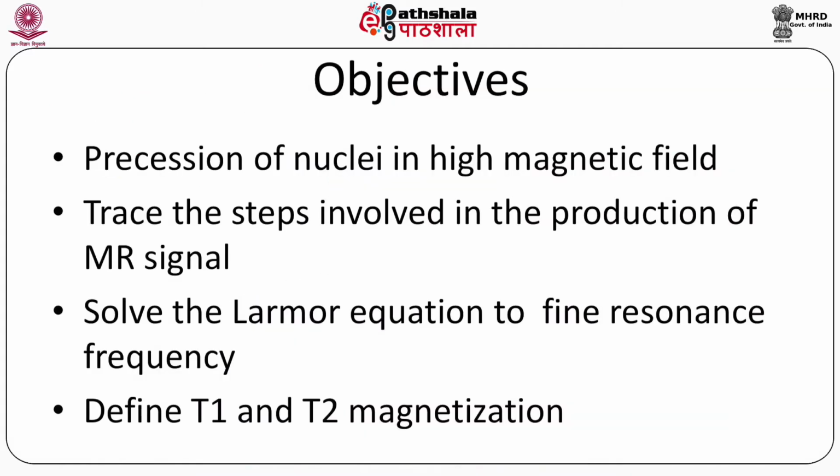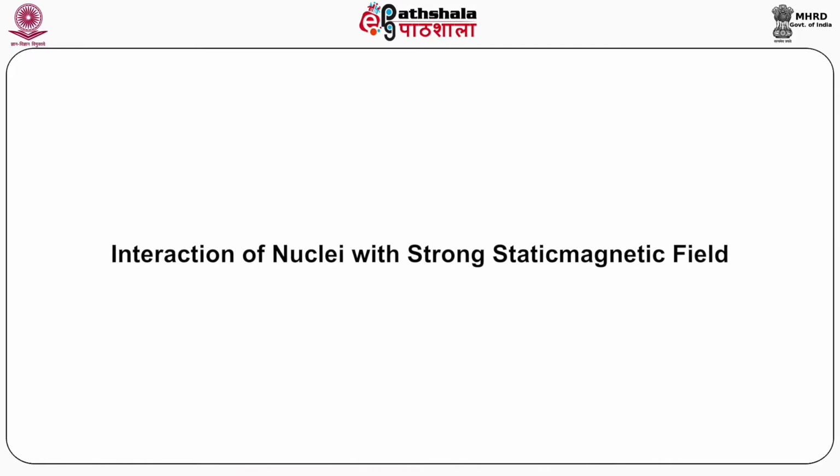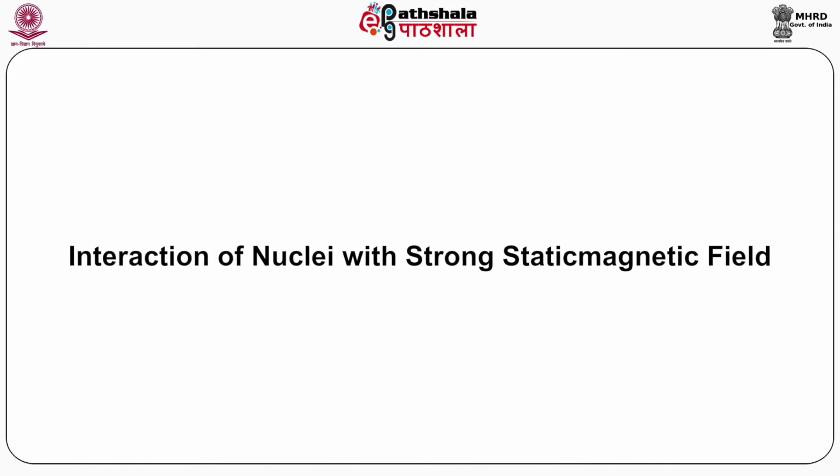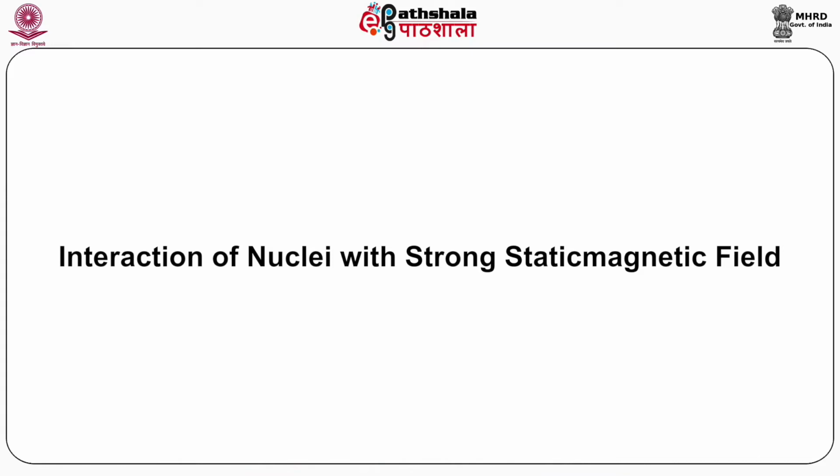The objective of this module is that after completing this chapter, the reader should be able to understand the position of nuclei in a high magnetic field, trace the steps involved in production of magnetic resonance signals, solve the Larmor equation to find a resonance frequency, and define T1 and T2 relaxation times. The first is how the interaction of nuclei with a strong static magnetic field takes place.